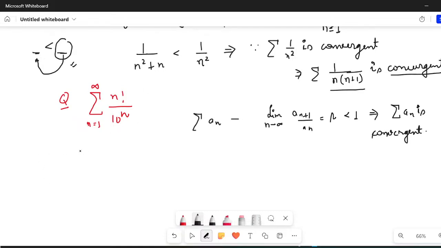Now let us do this particular thing as an exercise for the D'Alembert ratio test. So what is an here? an is n factorial divided by 10 raised to power n. Now if I do an plus 1, what does it imply? an plus 1 would give me n plus 1 factorial.